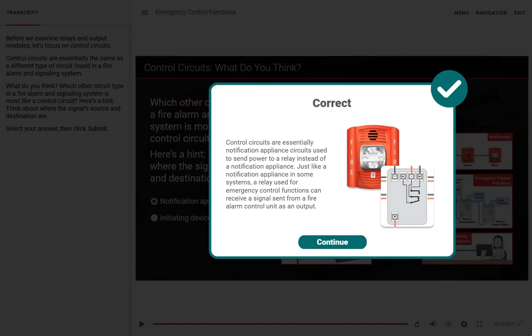That's correct. Control circuits are essentially notification appliance circuits, used to send power to a relay instead of a notification appliance. Just like a notification appliance in some systems, a relay used for emergency control functions can receive a signal sent from a fire alarm control unit as an output.